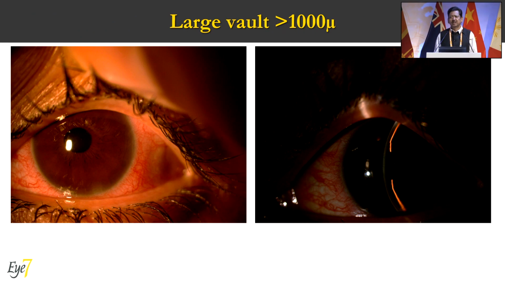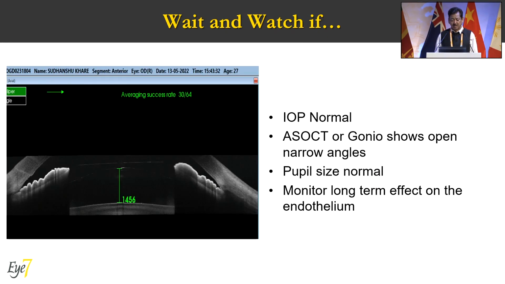More concerning is the high vault. Like this here, and if you see like this, there's barely a threadbare gap between the underside of the cornea and the front side of the iris. These are a little difficult situations. Now, here see this. The vault is 1456. And still, the angle is about 10 to 15 degrees.